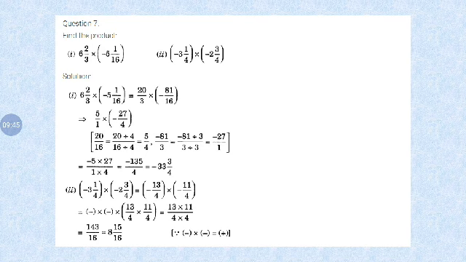Next one, minus 3 1 by 4 into minus 2 3 by 4. The mixed fraction is converted into an improper fraction. 4 3s are 12. 12 plus 1 is 13, minus 13 by 4. Into 4 2s are 8. 8 plus 3, minus 11 by 4.